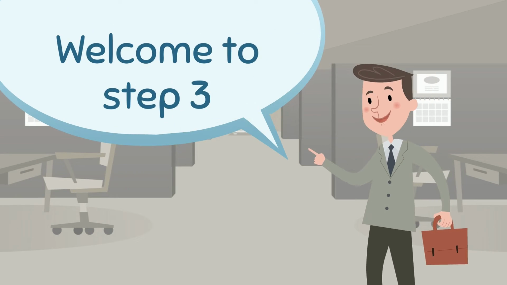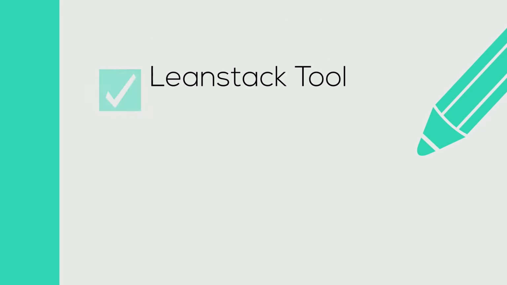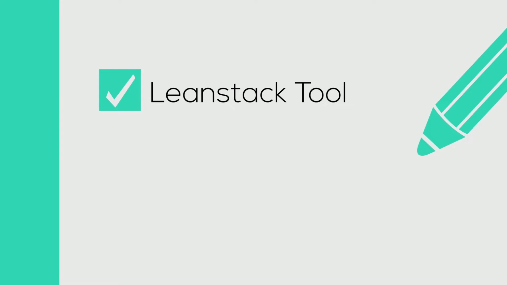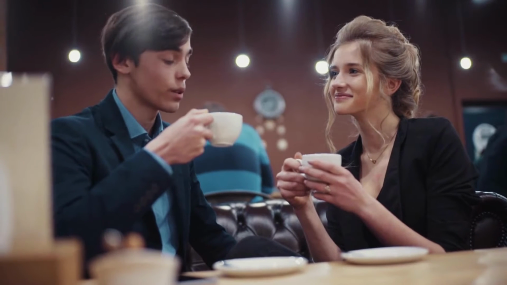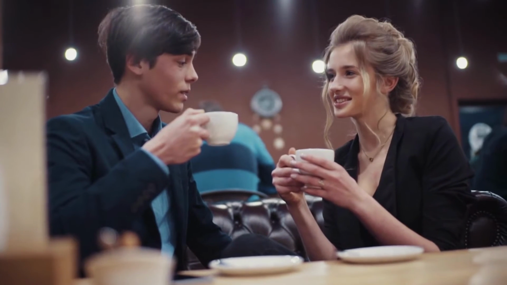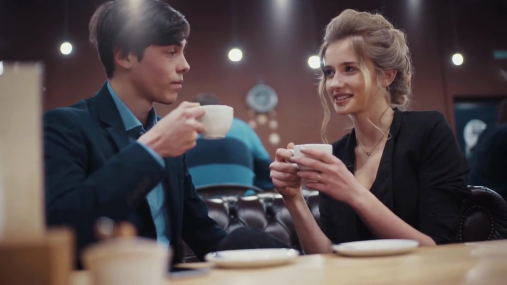Welcome to step 3. So far in step 1, you completed the Lean Stack tool. In step 2, you carried out research on your target customers. Now, in step 3, you will start thinking about how you would price your product or service. You can include this as a question when you meet your ideal customers. Also ask friends and family members. Find other similar businesses and see what they are charging for similar services and products.